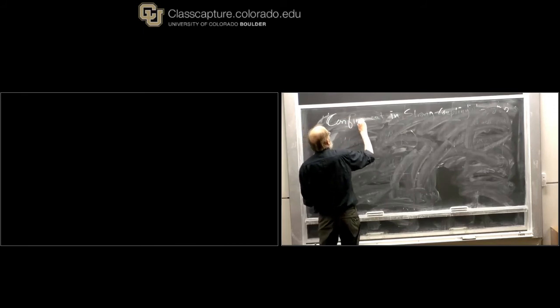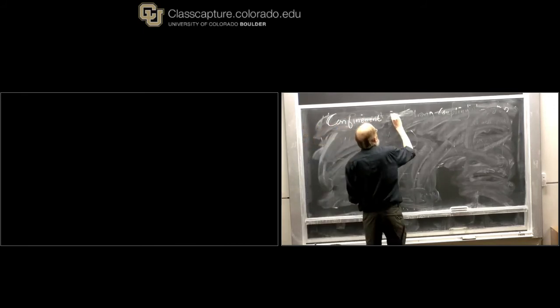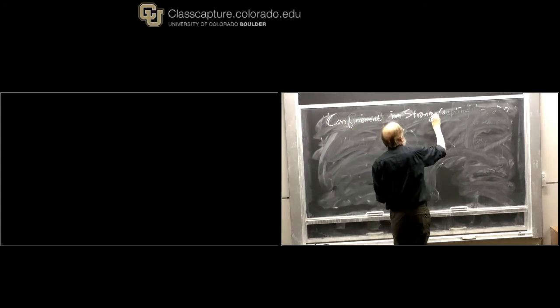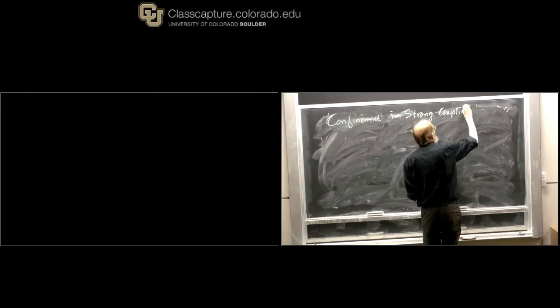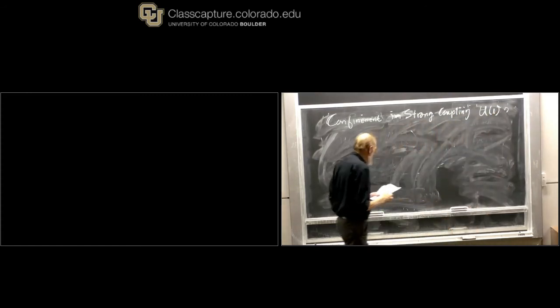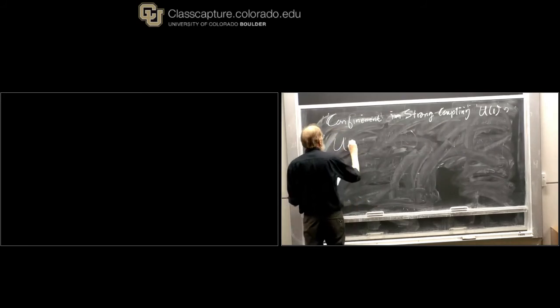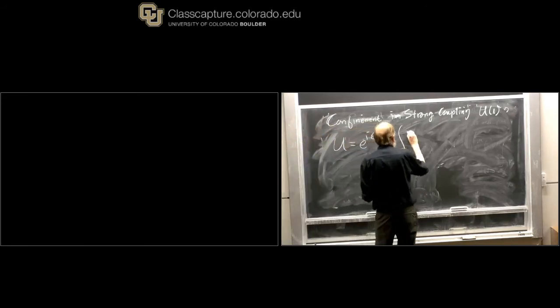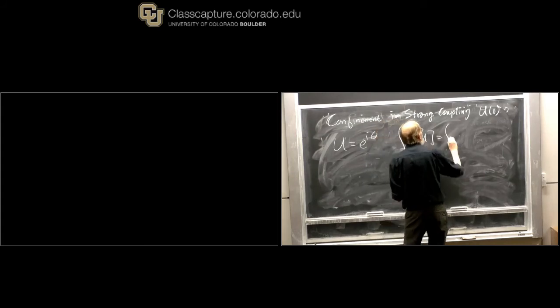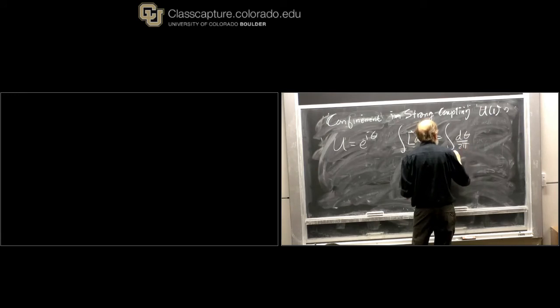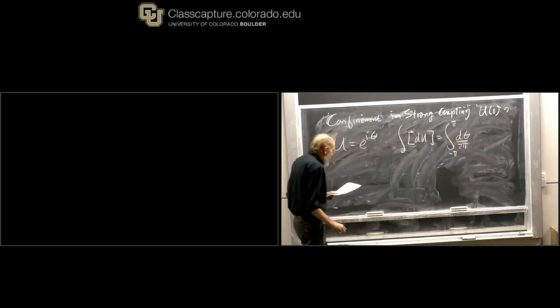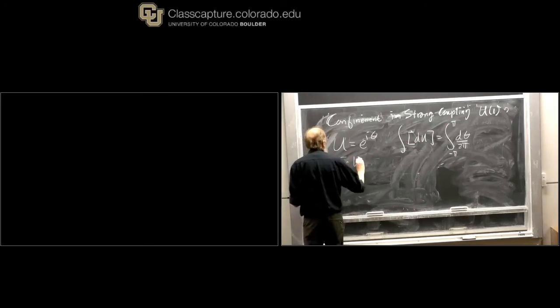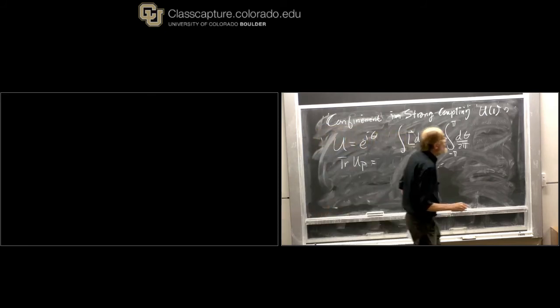So let's do confinement and let's go to U(1). An element of U(1) is e^{iθ}. We saw that this morning. The Haar measure dU is the integral dθ over 2π from −π to π. Now the trace of U plaquette. It's a product of U's around the plaquette.